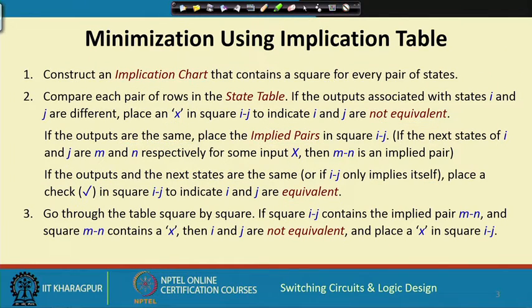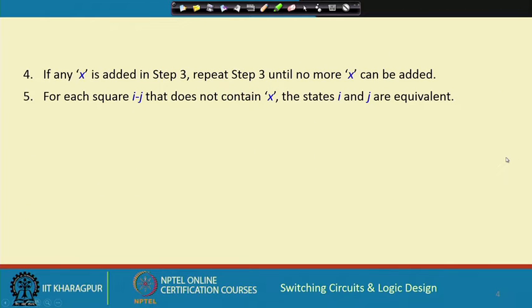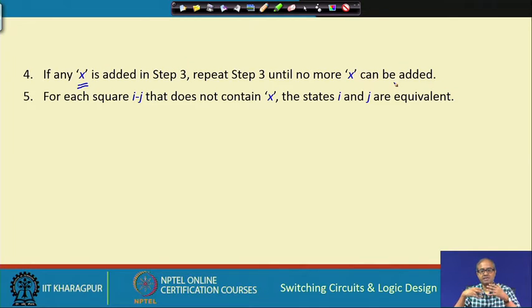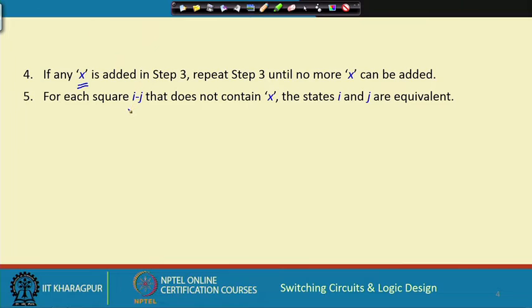Then, after you have done it once, you will have to repeat it. If you find that in the previous step you have added some x, then you will have to repeat the process until no more x's can be added. So you understand this is an iterative process, not a one-time process. You will have to repeat this several times, making changes in the implication table until no further changes are possible. And finally, for all those squares that do not contain x, you can say that the two states are equivalent. This is how the process works.